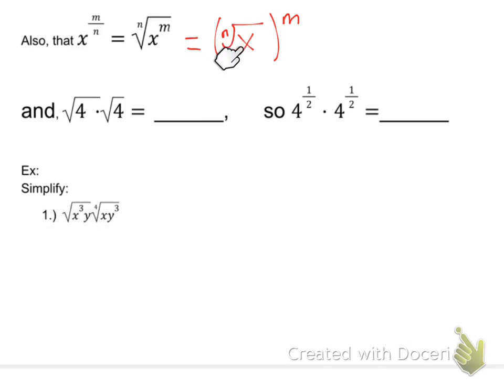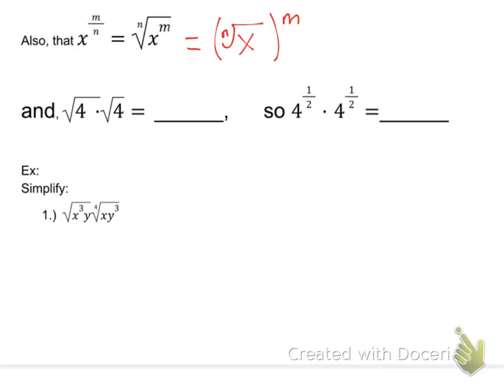Because to take the nth root of something, like the cubed root of 8, what's the cubed root of 8? You guys remember? 2. It is 2. Because cubed root means what number times itself 3 times is 8. 2, because 2, 4, 8. Okay. And then I can take that to a power.